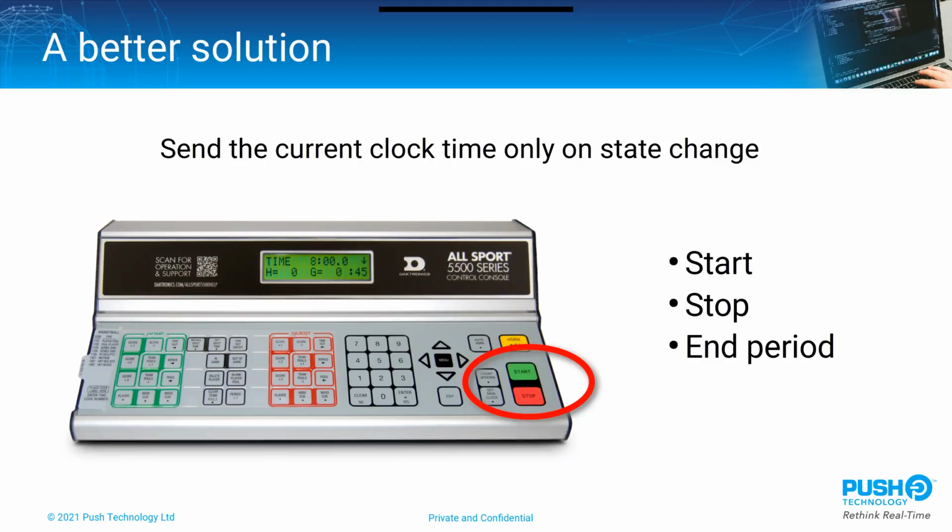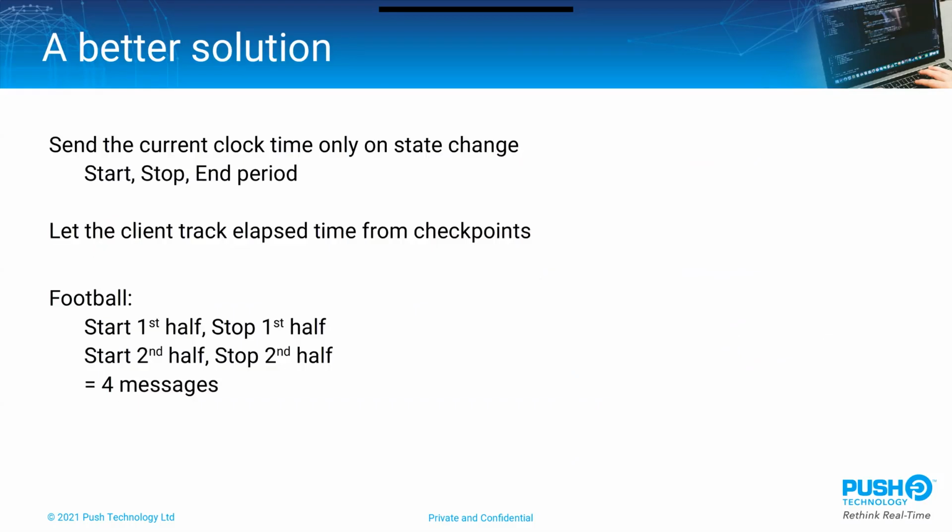stop. And we're going to take those as the two basic operations that we're going to apply to our own clocks. I'm also going to include another operation, which is end period, which is a variation on stop, as it'll be useful to make this distinction later on. So with these basic operations defined, we're freeing ourselves from sending per second updates or worse than per second updates. And it will allow the client to track the time, but based on some checkpoints.